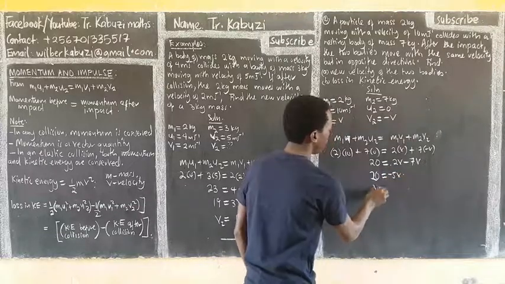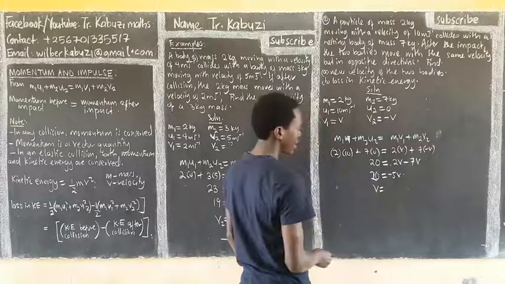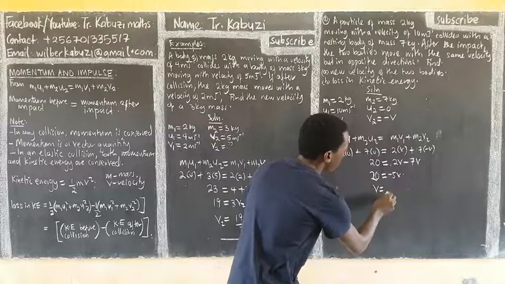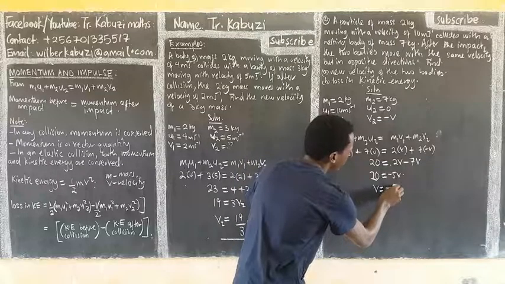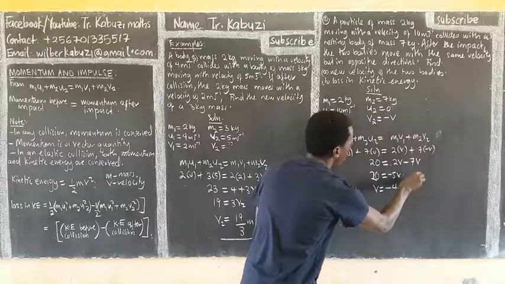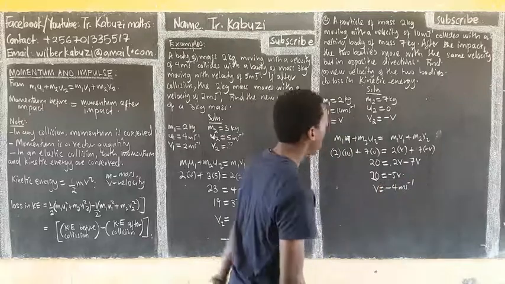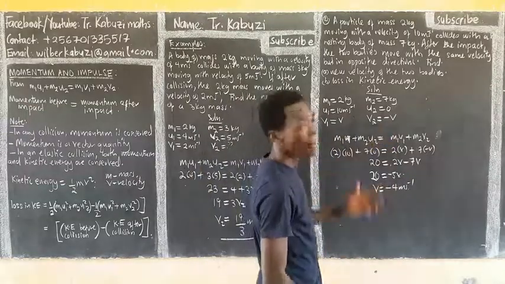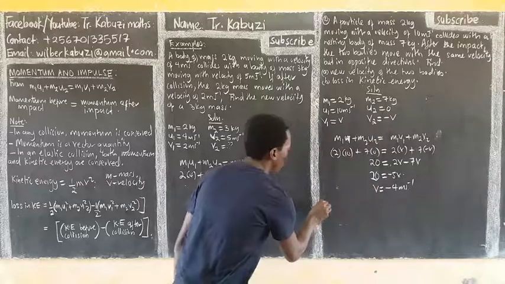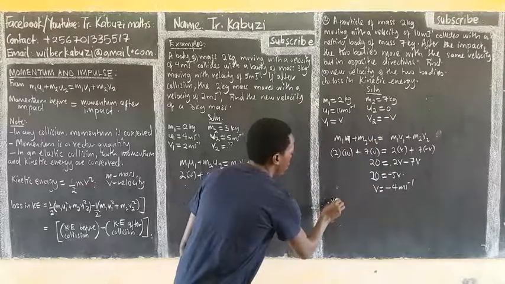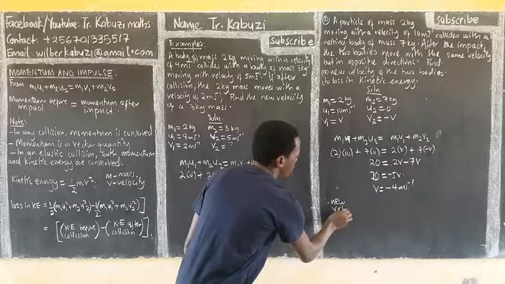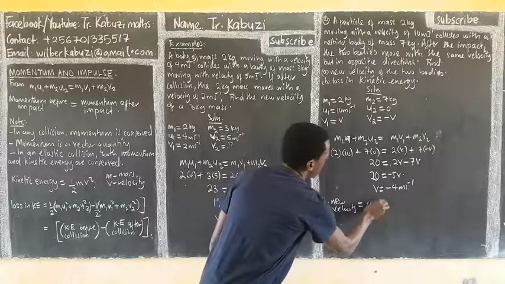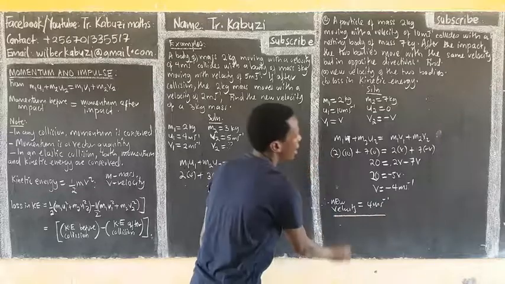So 20 equals negative 5V, which means our V is going to be negative 4 meters per second. Because V is negative, this shows that the bodies are moving in different directions. So therefore, the new velocity is 4 meters per second, as simple as that.